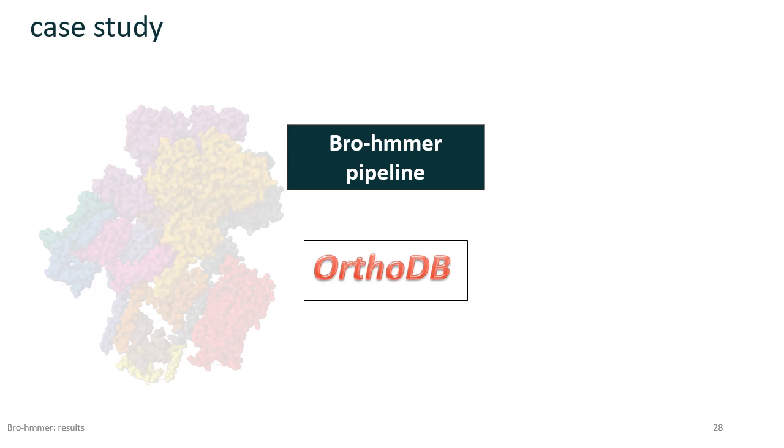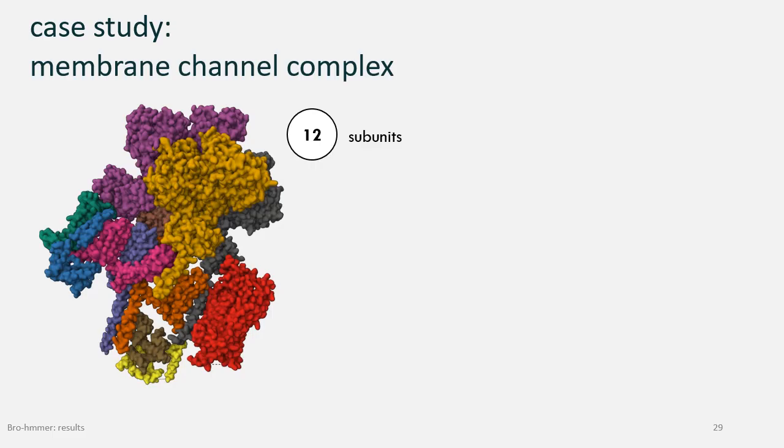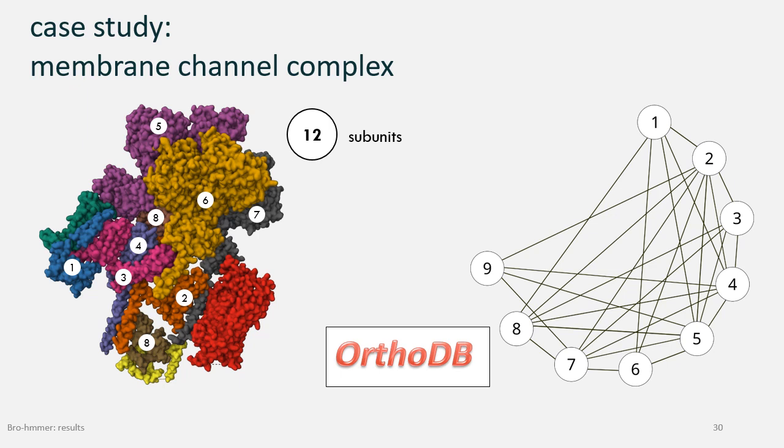To test the effect of the orthology inference step on phylogenetic profiling, we compare the cotransition analysis from OrthoDB and Bro-Hammer orthogroups in a case study we already knew about. It's a multi-protein membrane complex widely distributed in eukaryotes. It consists of many interacting subunits, 12 of which are known and structurally characterized. By performing CoTra analysis on the OrthoDB orthogroups, we were able to recover as significant transitions 9 out of 10 subunits, as shown in the network.